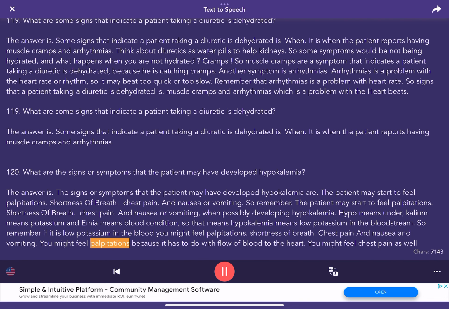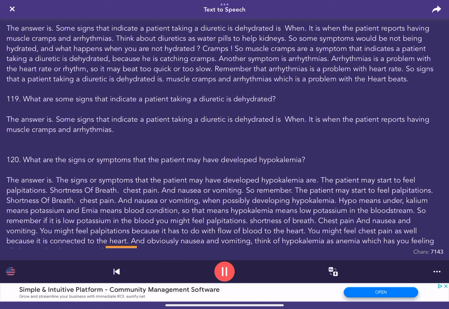You might feel palpitations because it has to do with the flow of blood to the heart. You might feel chest pain as well because it is connected to the heart. And obviously nausea and vomiting. Think of hypokalemia as anemia, which has you feeling all dizzy and with nausea and vomiting.